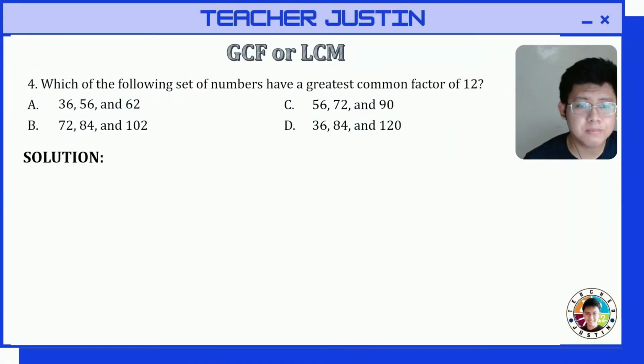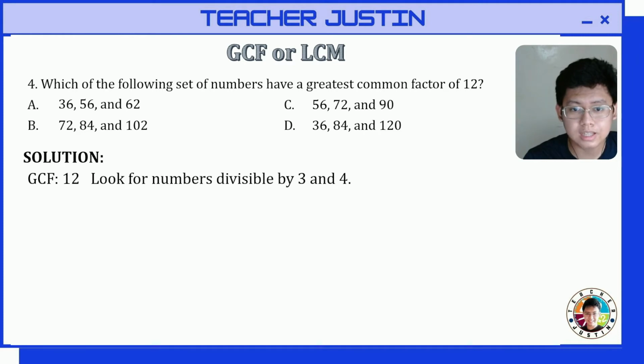Okay, let's have this item. Which of the following set of numbers have a greatest common factor of 12? So, para masagutan natin tong item na to, we know that the greatest common factor of the numbers must be 12. So, yan yung GCF natin. So, para masabi natin na ang numbers ay may greatest common factor na 12, dapat muna lahat ng numbers ay divisible by 12. So, para masabi natin na divisible by 12 siya, we must look for numbers that are divisible by 3 and 4. So, dapat divisible by 3 and 4 yung number. Okay, so let's start testing each number.